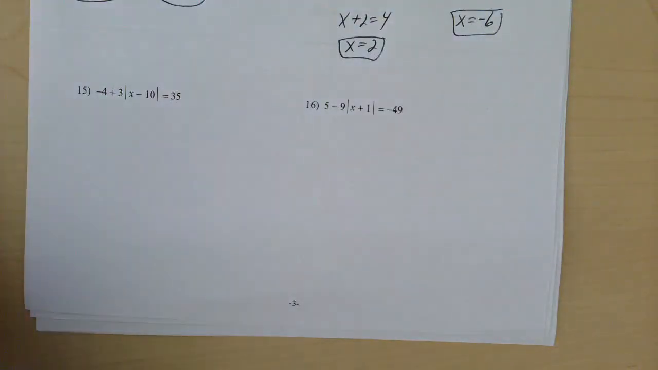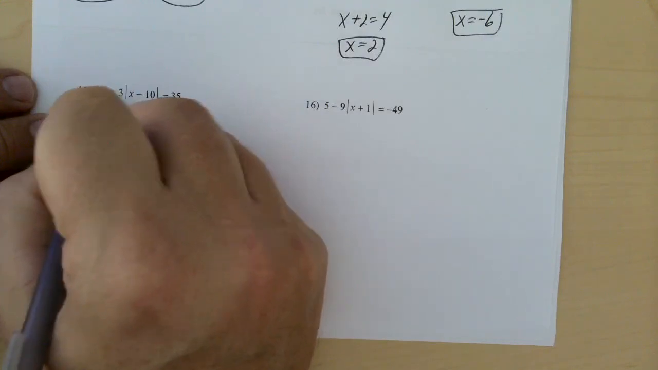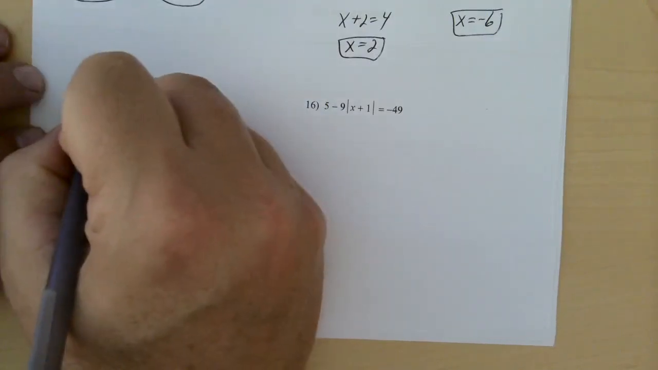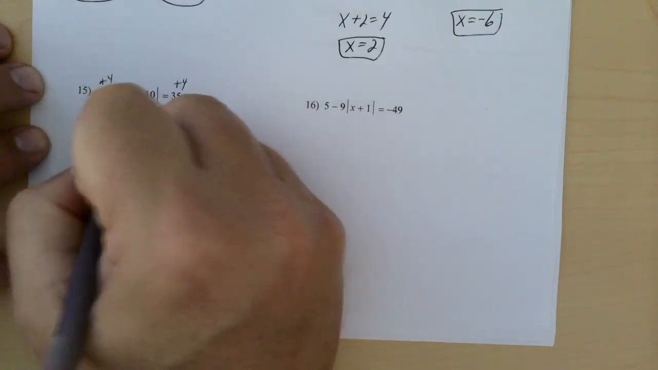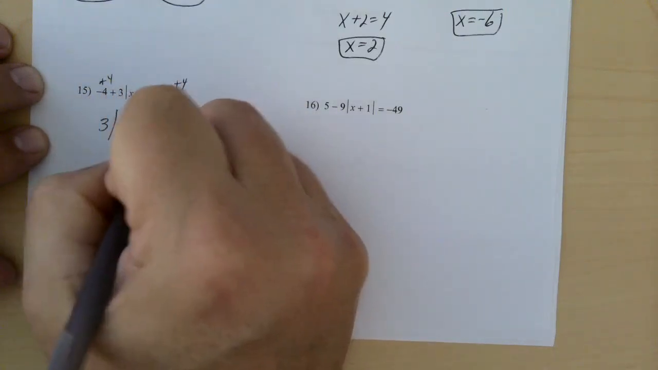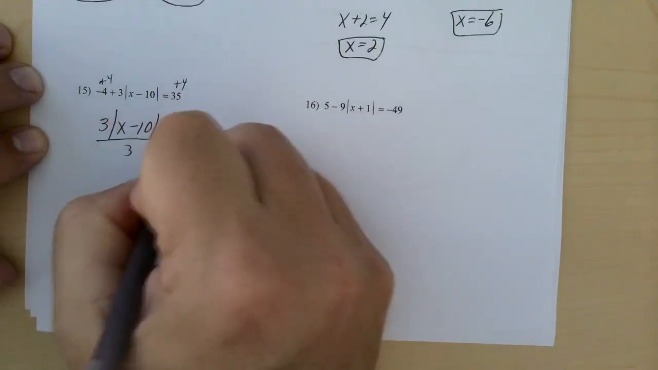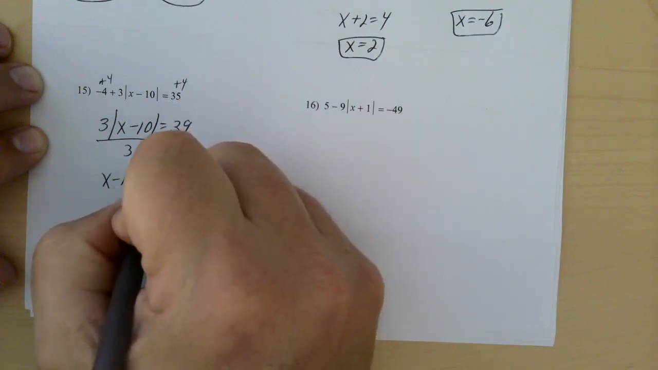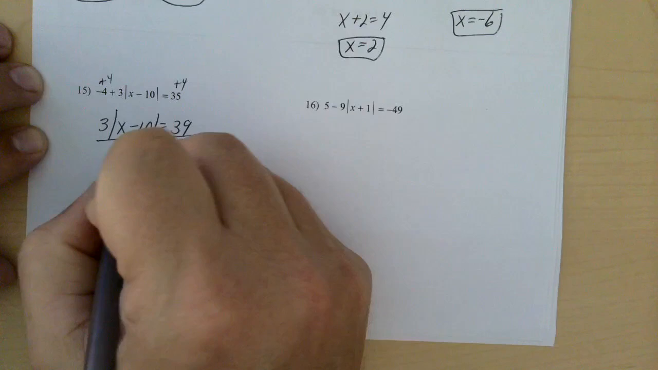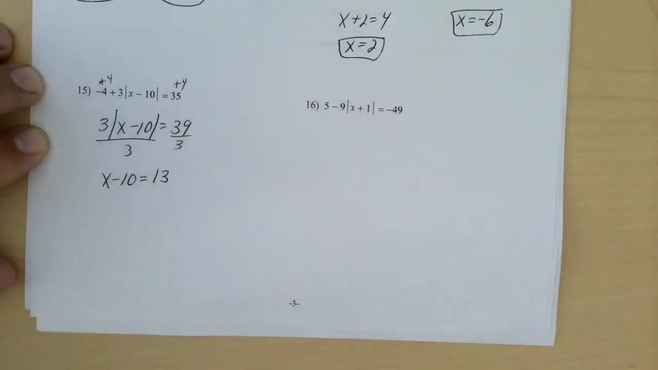Last two on this page. You can't add these. Okay, -4 plus 3, it's a violation of PEMDAS, so I must add 4 first. So I have 3 times absolute value equals 39. Then I'm going to divide by 3, and I'm going to get 13. Sorry, I said the answer in my head.